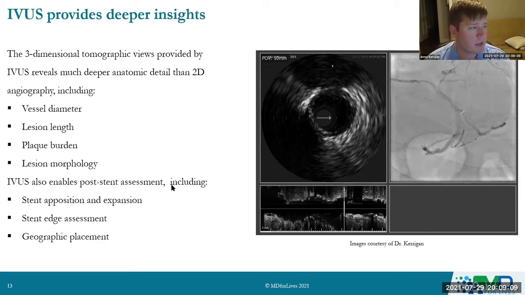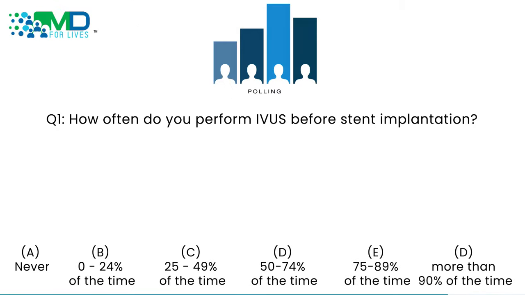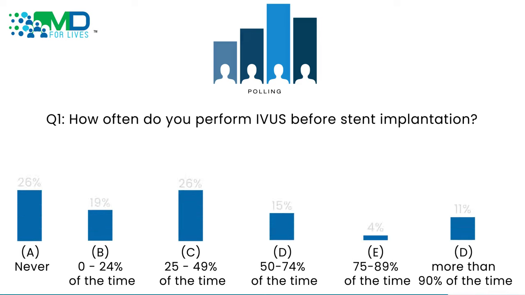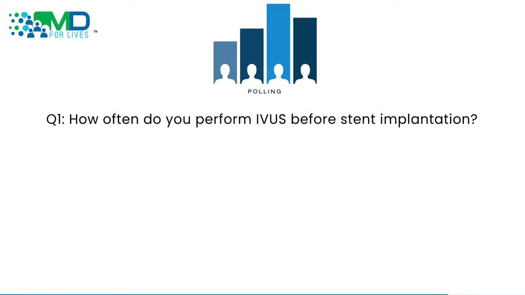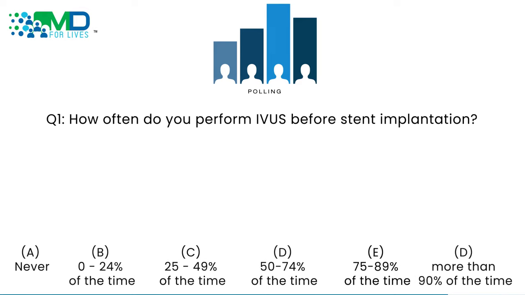It looks like we've gotten about a third of the population has voted. I'll give it another 5 seconds. That'll be a full minute for voting. All right. So the poll results, so pre-stent implantation, 26% of the population never uses imaging, which is how I was trained, angiogram only. And 11% use it more than 90% of the time. That's awesome. In the United States, the average utilization for IVUS is less than 10% of the time, period, whether or not you put it in before or after.